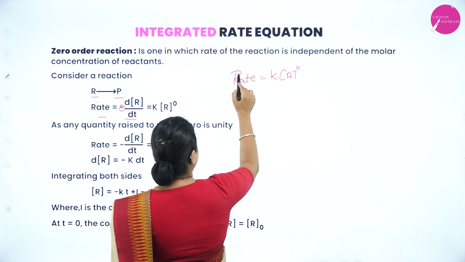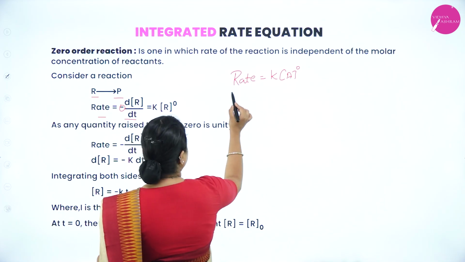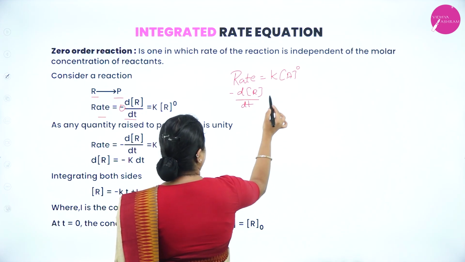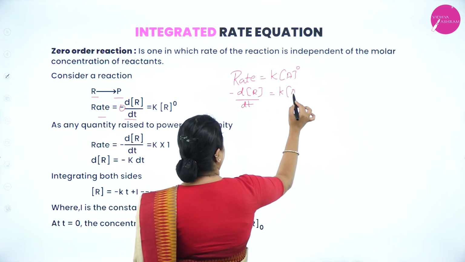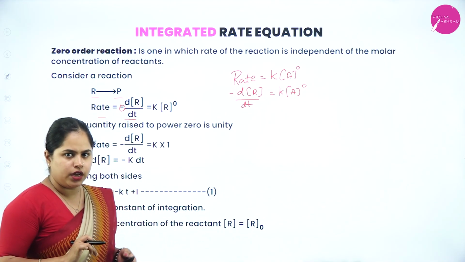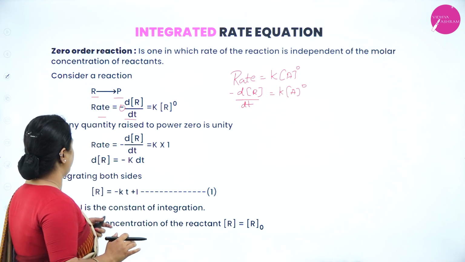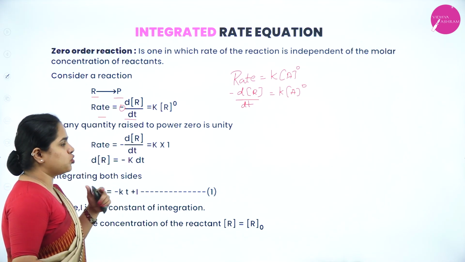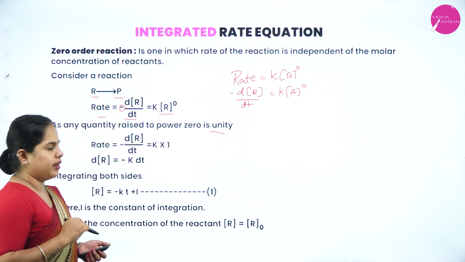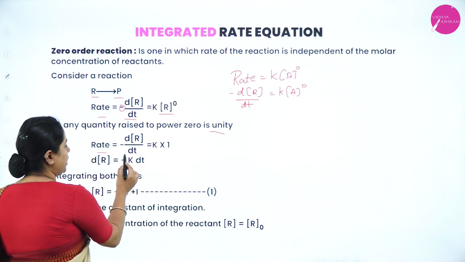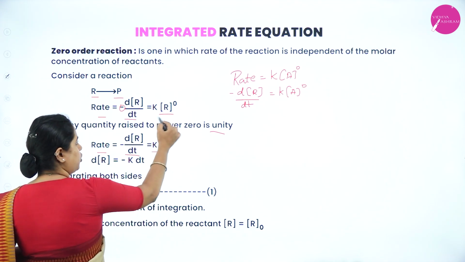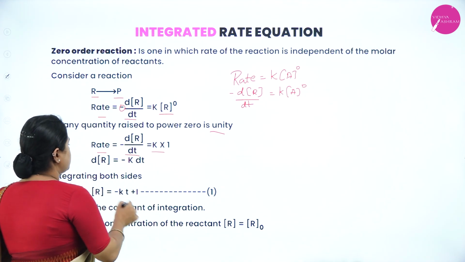So instead of writing the rate here, we have taken this equation, that is minus d[R]/dt equal to k into R to the power 0, right? We already know that rate is equal to minus d by dt of R. So that is the equation shown here. Now as any quantity raised to the power 0 is unity, this term will become 1. So rate is equal to minus dR by dt is equal to k into 1. This R to the power 0 will not be there, it was 1.